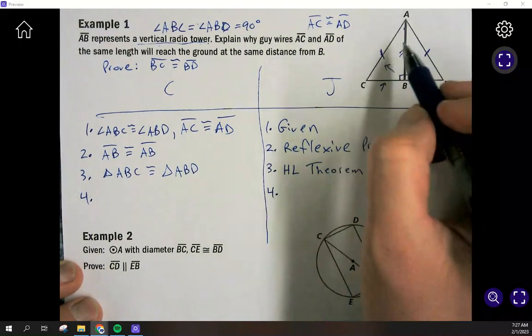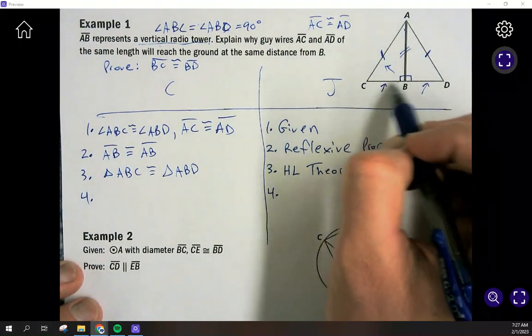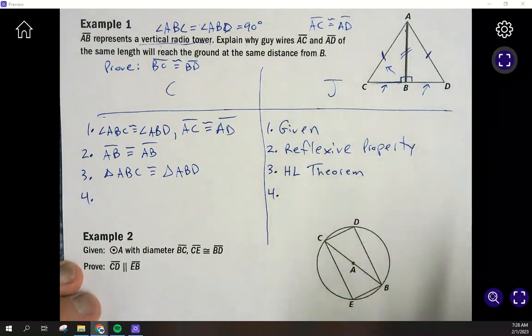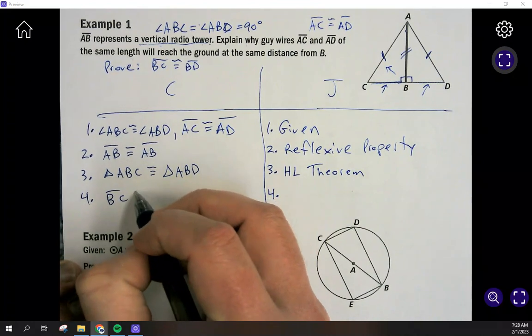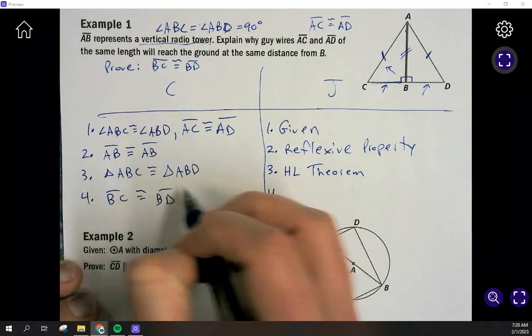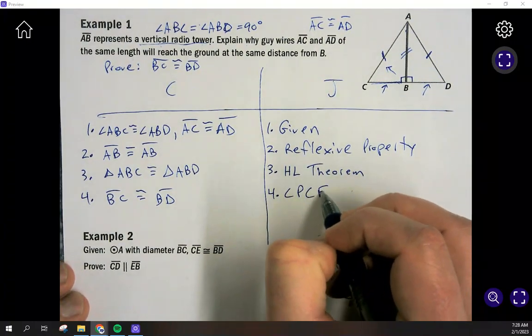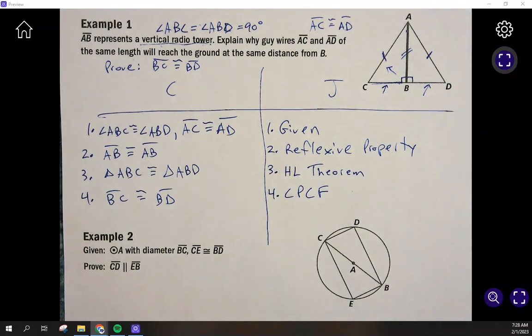And now all we've done so far is prove that these two triangles are exactly the same. But if that's true, then this has to equal this. If these two triangles are congruent, their corresponding parts are also congruent. So now we can say BC is congruent to BD by CPCF. Corresponding parts of congruent figures are congruent.